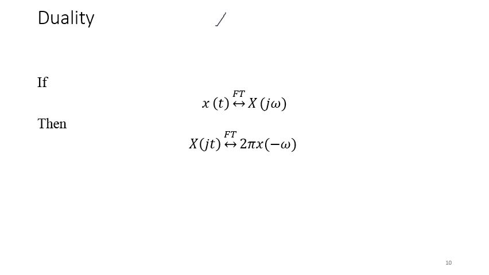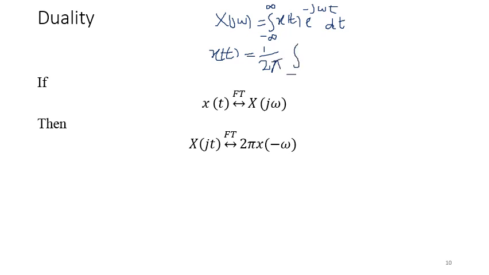We know that x of j omega equals to integration from minus infinity up to infinity x of t into e power minus j omega t dt, and similarly x of t equals to 1 by 2 pi integration from minus infinity up to infinity, and we have x of j omega and e power j omega t d omega.